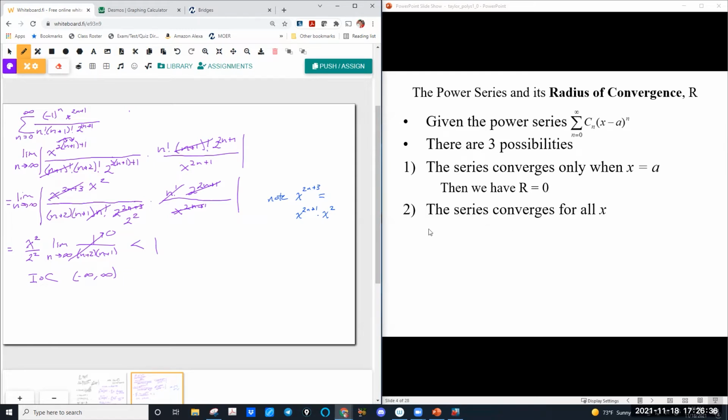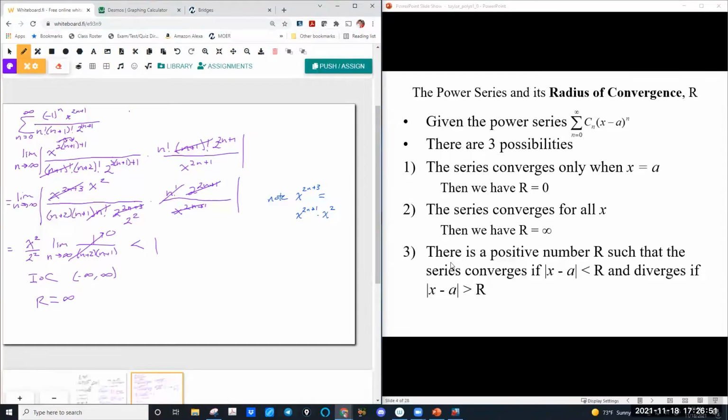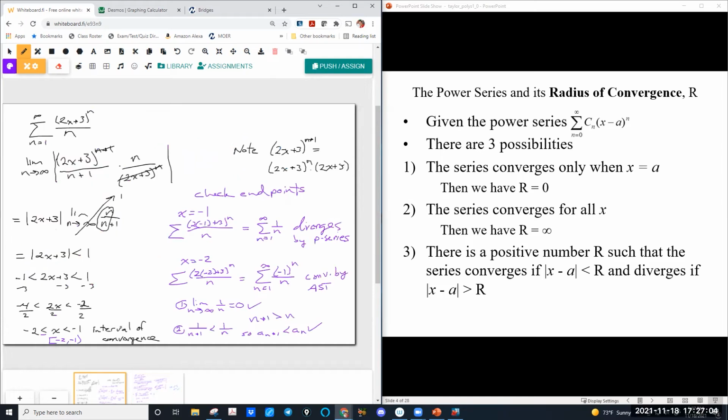2, the series converges for all x. This is our example in purple. Then the radius of convergence equals infinity. So the interval of convergence is all reals. The radius of convergence is infinity. Lastly, there's a positive number r such that the series converges if x minus a is less than r and diverges if x minus a is greater than r. So let's talk, that's this case.